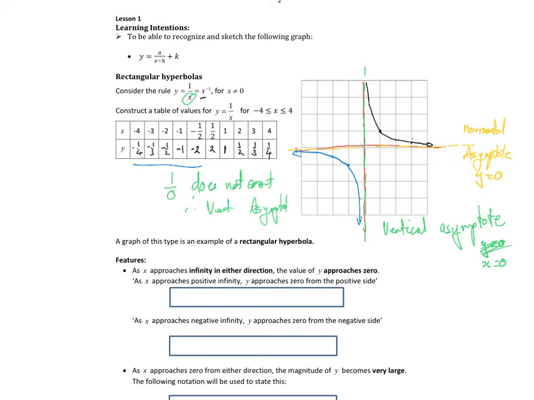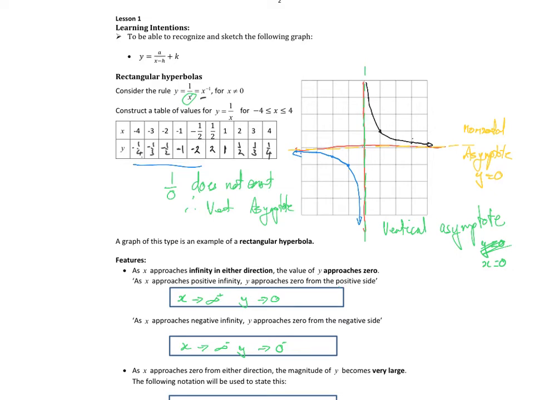So wherever my denominator is 0, that's when I'll have an asymptote. All right. So more formally, as x approaches infinity in either direction, the value of y approaches 0. In other words, as x approaches positive infinity, y approaches 0. Similarly, as x approaches negative infinity, y also approaches 0. But because it's approaching 0 from the negative side, we sometimes put that little negative 0 there.